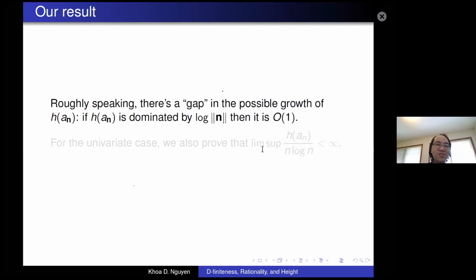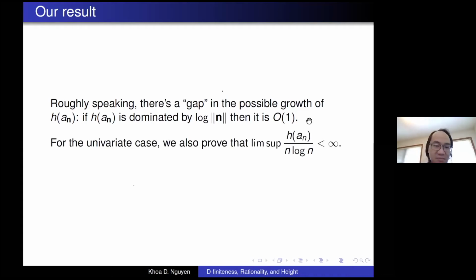Okay, and you can forget about that. The point is that there's a gap in the growth of the height of the coefficients. If it's dominated by log n, then it is O(1). So it cannot be log n or anything in between. So that's the point, and that's sort of the main result. In that paper, we also prove that in the one variable case it cannot go beyond n log n. This is the example of the exponential function, n log n, and it cannot go beyond that. But the other one is the main result.